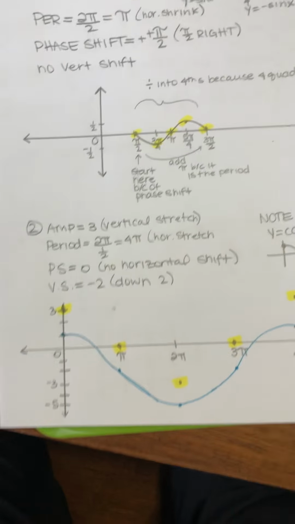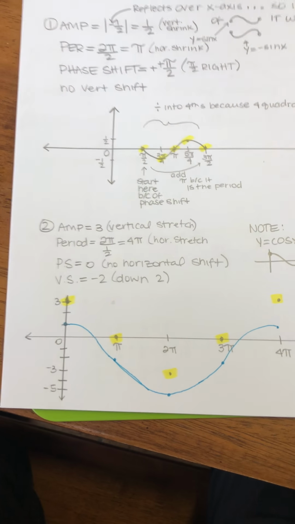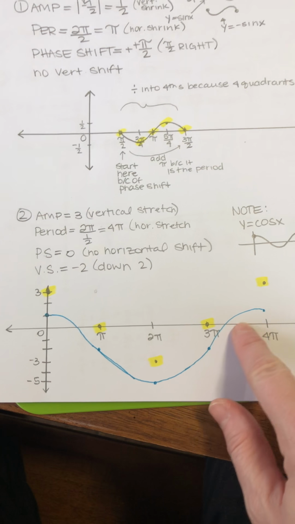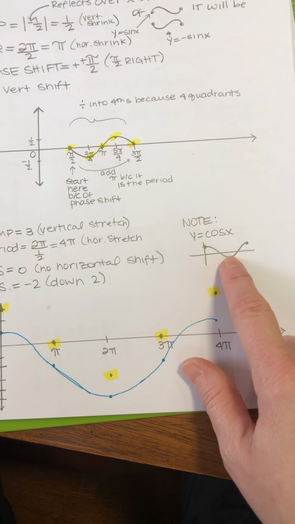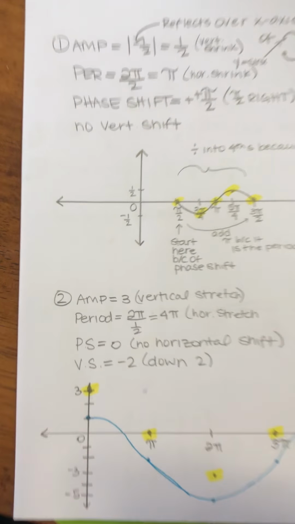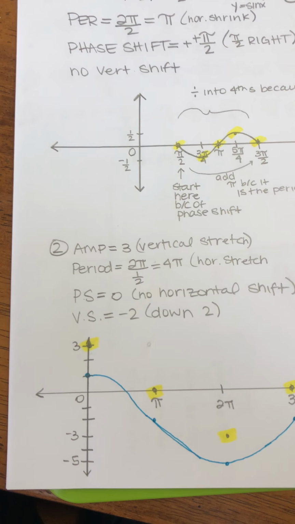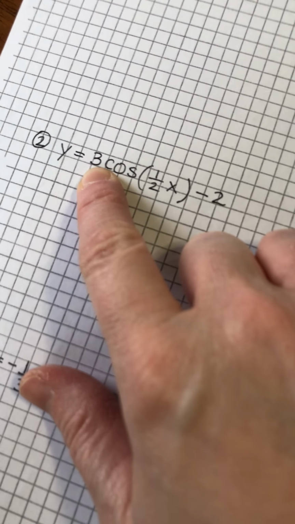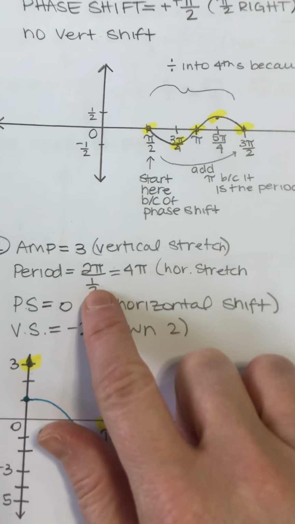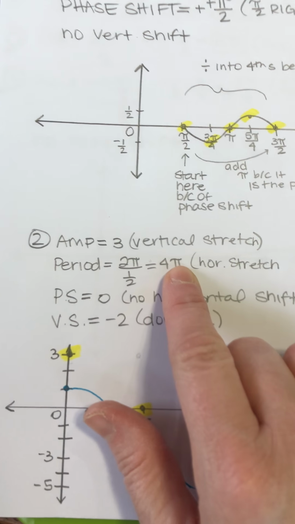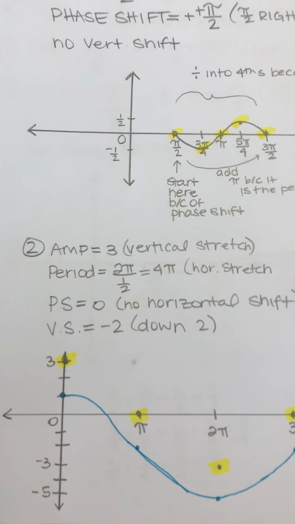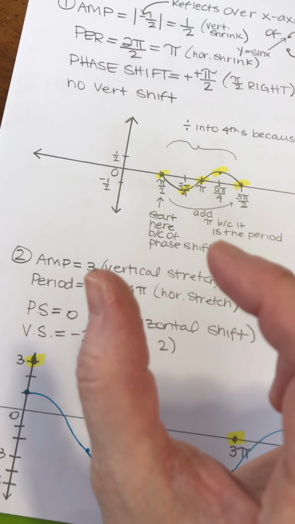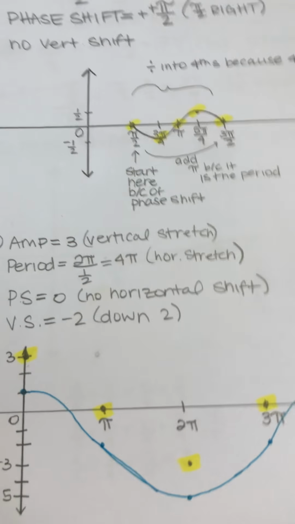Okay, let's look at the next one. So this one is a cosine curve, so that's why it's going to start at a maximum and end at a maximum. So you have to know what the basic cosine curve looks like. The amplitude is 3, because that's the vertical stretch. The period is 2 pi divided by 1/2, which is 4 pi. That is going to be a horizontal stretch. So instead of being a length of 2 pi, it gets stretched to 4 pi.